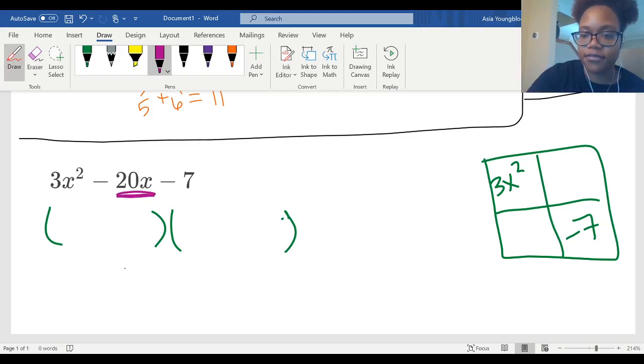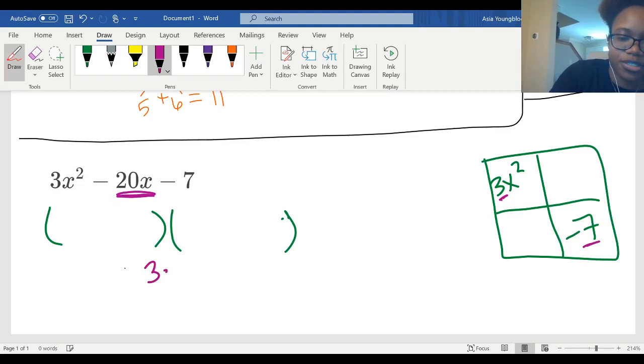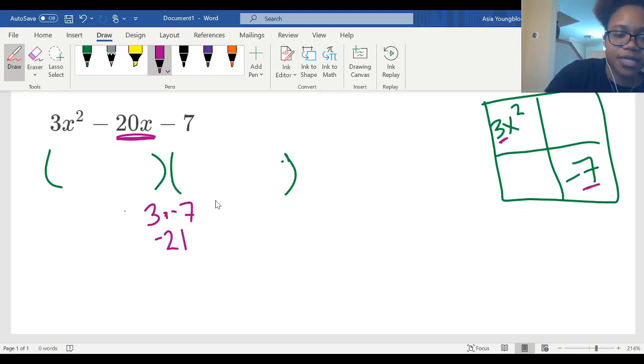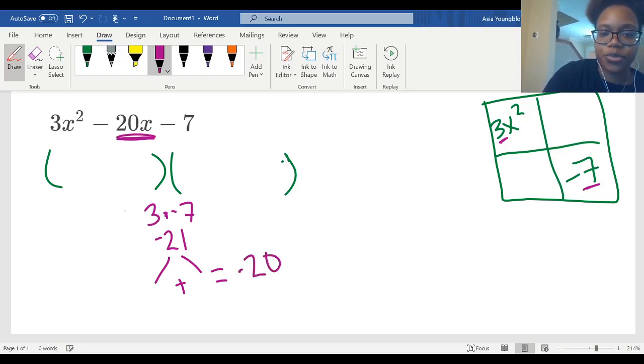Again, the diagonals have to be equal. So we need to make sure that whatever numbers we put in there, they have the same product as 3 times negative 7, which is negative 21. So we're looking for 2 numbers that are going to multiply to equal negative 21, but add to equal negative 20. If we quickly review our factors of 21, we have 1 and 21.